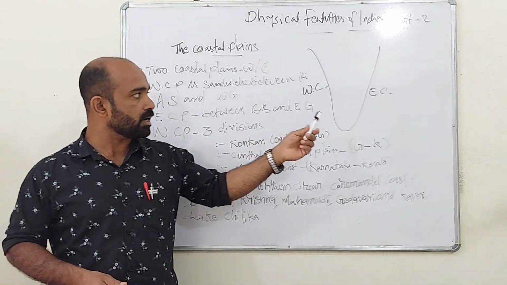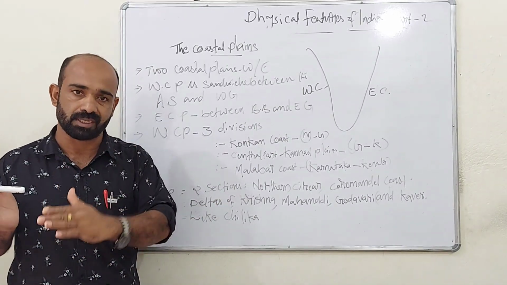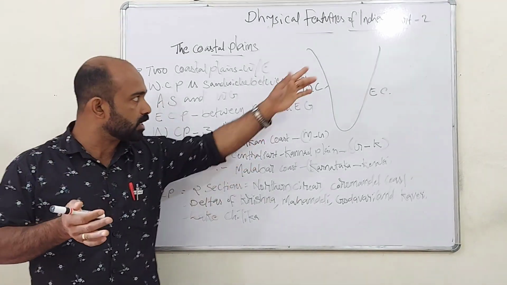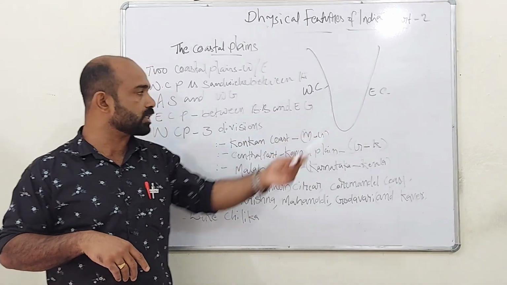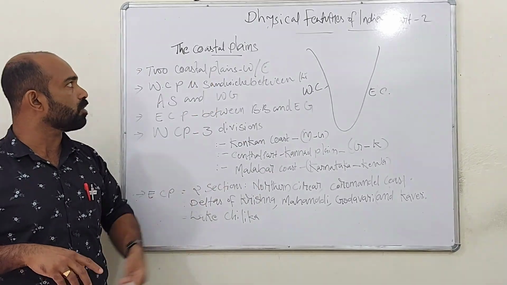And Eastern Coastal Plain has another speciality. Here deltas are found. Deltas of major rivers like Mahanadi, Krishna, Godavari and Kaveri. All these rivers have deltas in this region. And in the Eastern Coastal Plain, one another feature is Lake Chilika. So these are about the coastal plains.